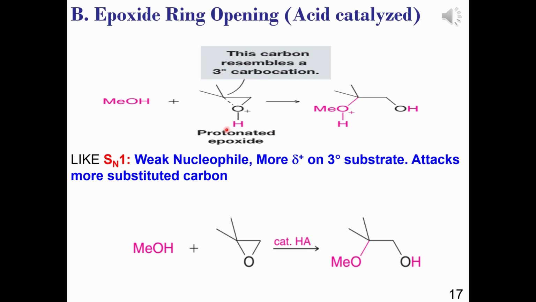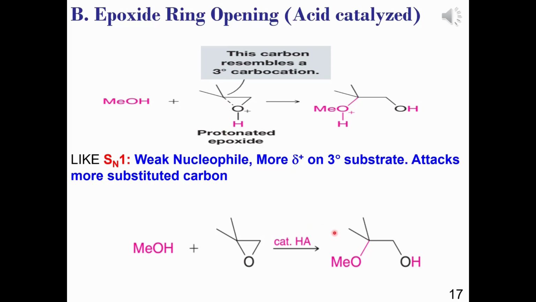So the protonated epoxide here has the carbon that is more substituted, and this resembles a tertiary carbocation. The weak nucleophile, that's methanol, comes in and attacks at this particular center, which is just like the SN1 reaction. Here we also see the overall reaction scheme and the subsequent deprotonation of that methanol to produce the ether.